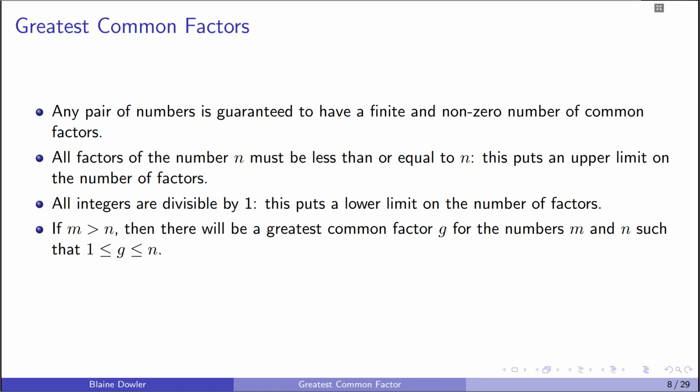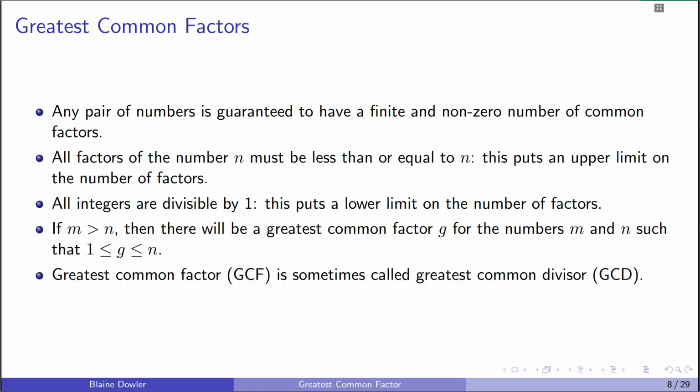So if m is greater than n, you will have a greatest common factor for the two of them, call it g, and that greatest common factor is going to be between 1 and n. We just arbitrarily decided m is the bigger number, so our greatest common factor has to be between 1 and the smaller number. The greatest common factor is sometimes called the greatest common divisor. You'll see it marked both ways.